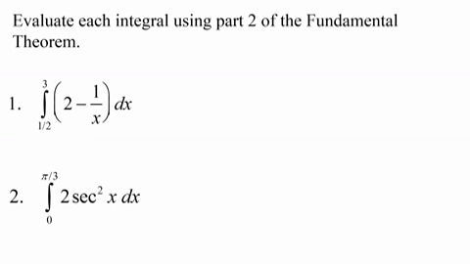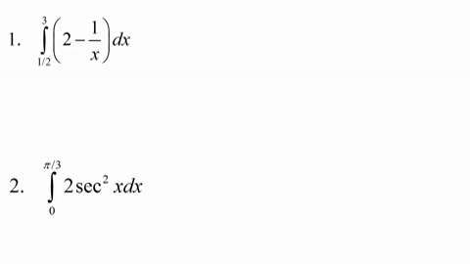Evaluate each integral using part 2, or the evaluation part, of the fundamental theorem of calculus. Here are our two problems. Number 1: the definite integral from 1/2 to 3 of 2 minus 1 over x dx. And number 2: we will integrate from 0 to pi over 3 of 2 secant squared x dx. So let's look at our first problem.